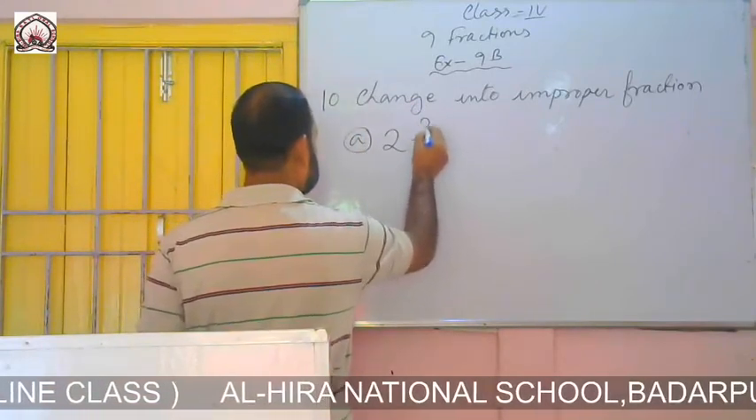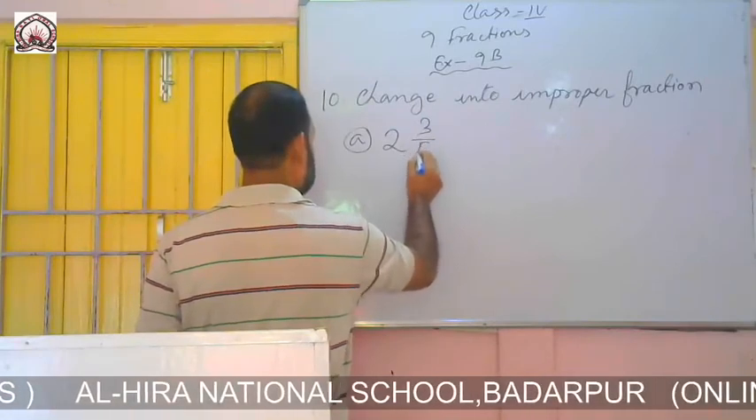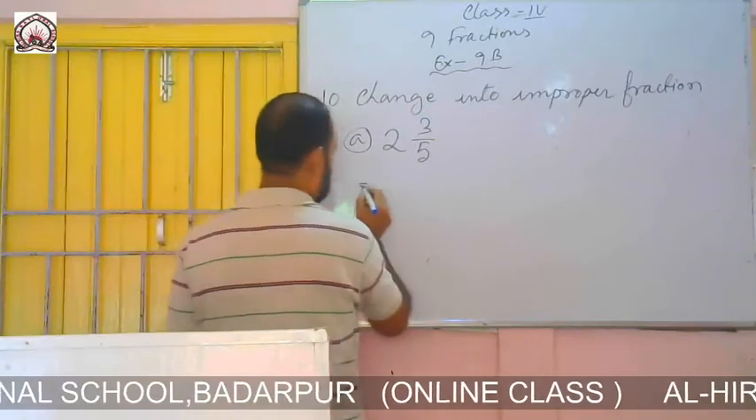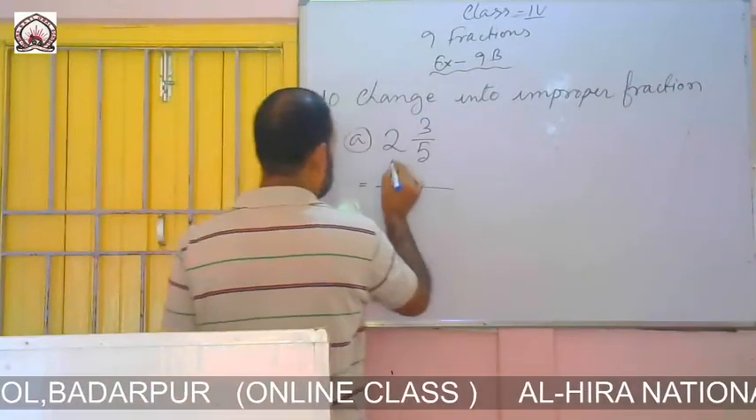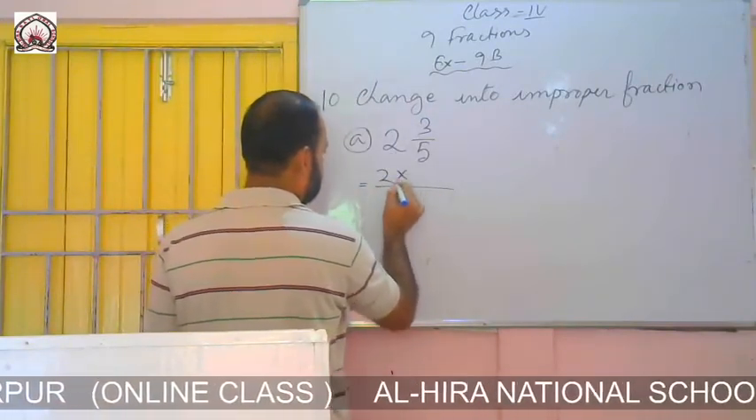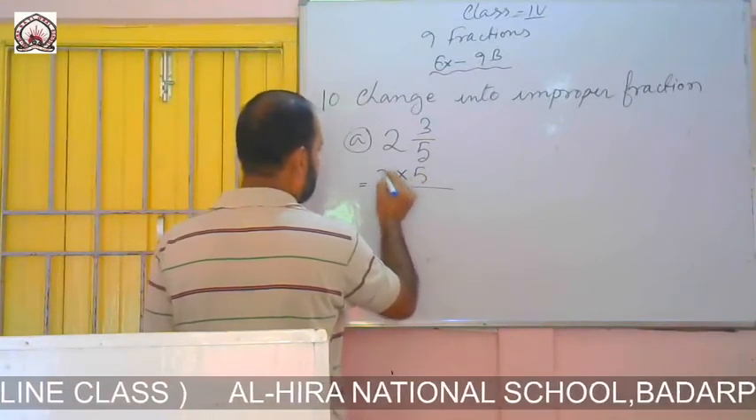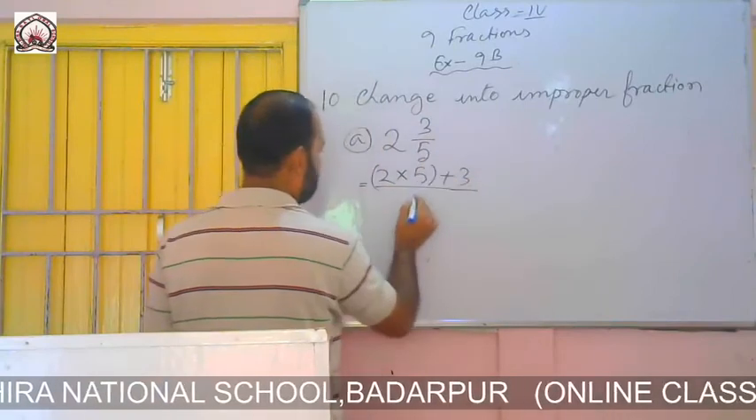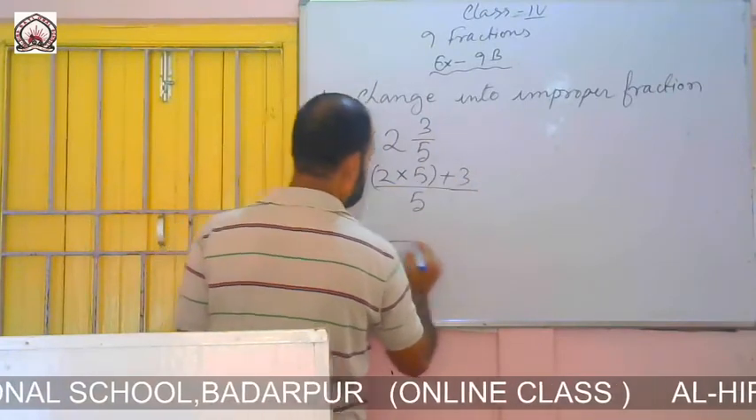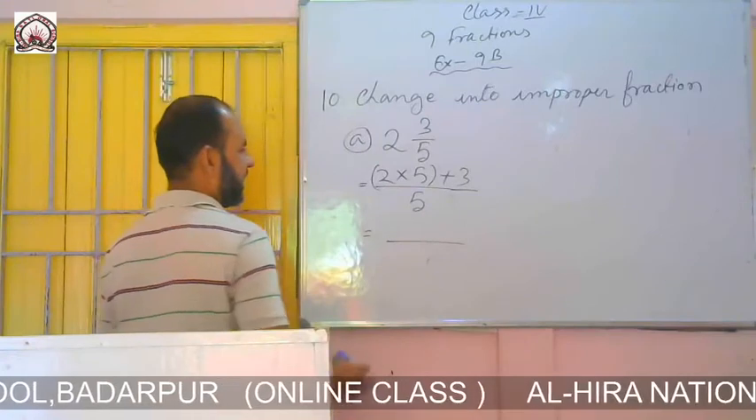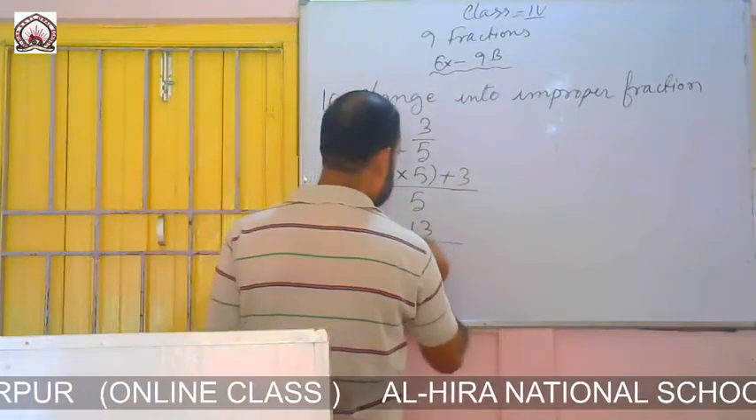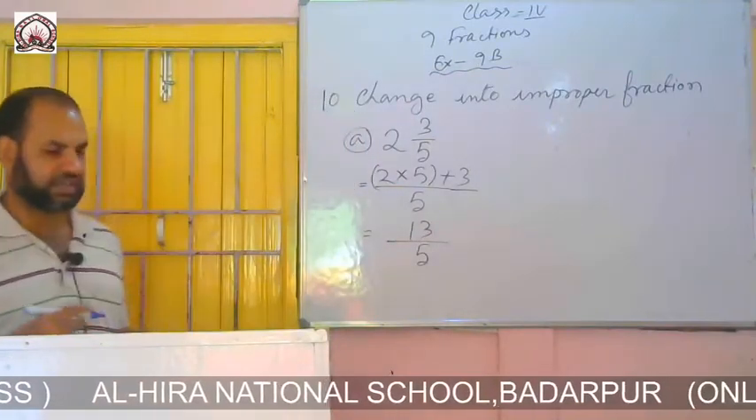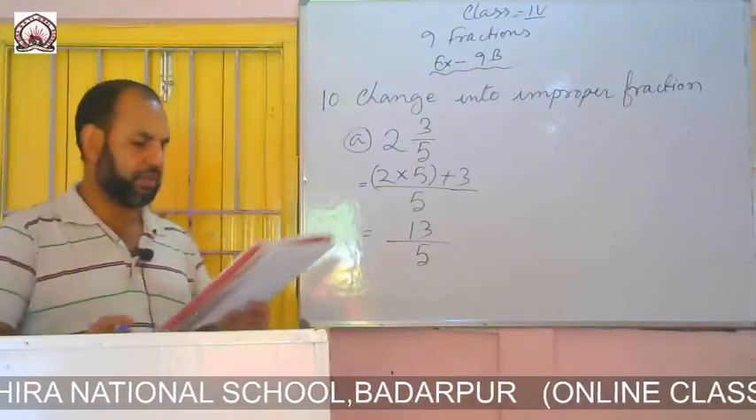2 3/5. The rule we already know: whole number into denominator plus numerator, over 5. So here 2 fives are 10, 10 plus 3 is equal to 13, 13/5. The improper fraction is 13/5.